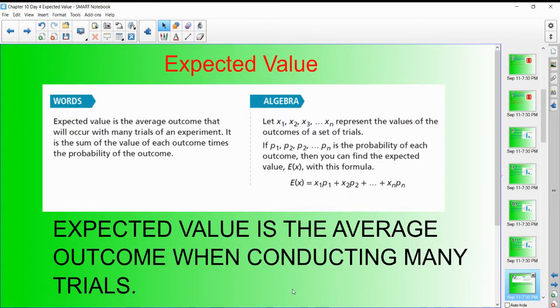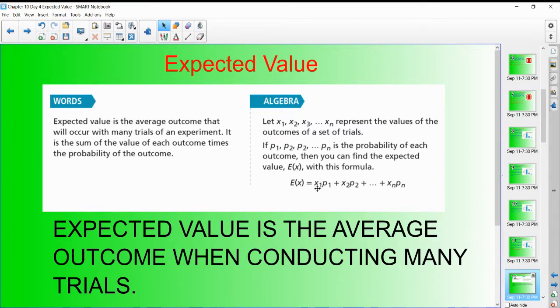And that's what expected value is. It's the average outcome that will occur with many trials. It's going to take into account the outcome and the probability of that outcome. So this is the formula that we're going to use. E of x stands for the expected value. X1, X2, X3, all the way up to Xn, those are all the different outcomes, and you multiply each outcome by its probability.